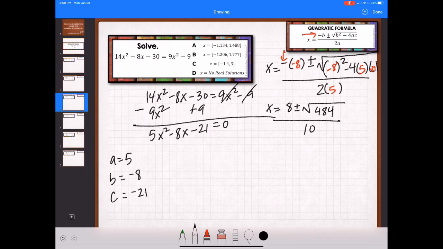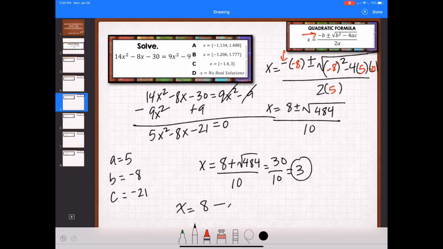Okay. Since we are just looking for an approximate value, you can put this into your calculator. You don't have to simplify that radical. X equals 8 plus radical 484 divided by 10. So 8 plus square root of 484 gives you 30. And then divided by 10 equals 3. So that's one solution. Remember, you'll need to do it again with the minus. So x equals 8 minus square root of 484 over 10.